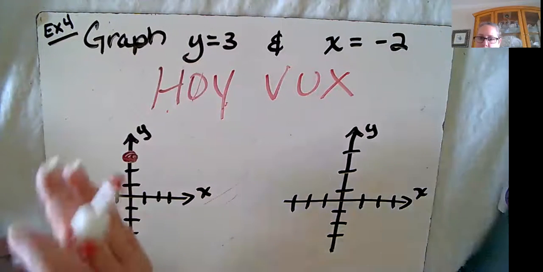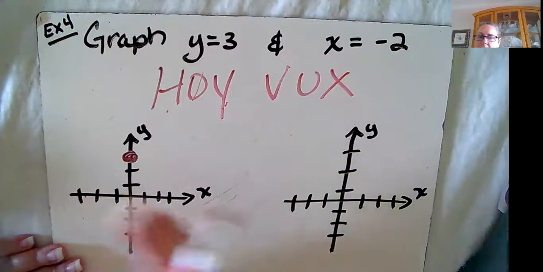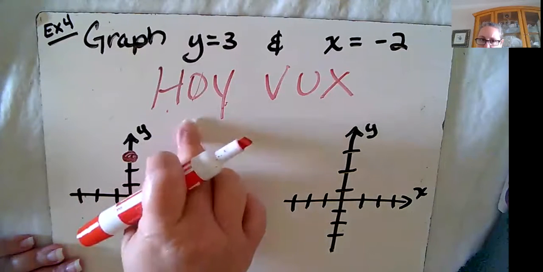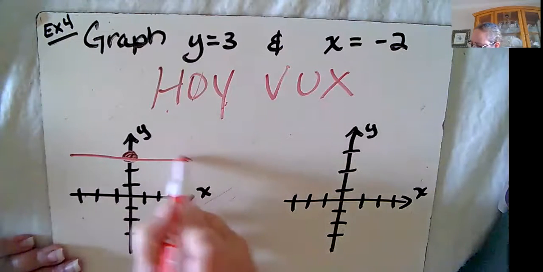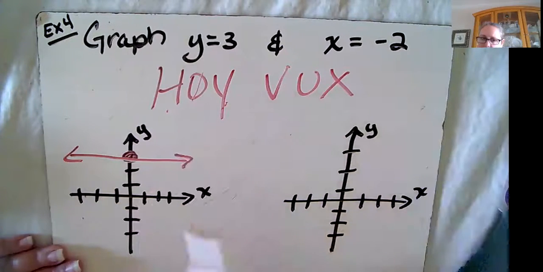But we're not plotting a point. We are graphing a line. That's where this comes in. This H is a reminder that it is a horizontal line. The slope is 0, and it's right on the y-axis.